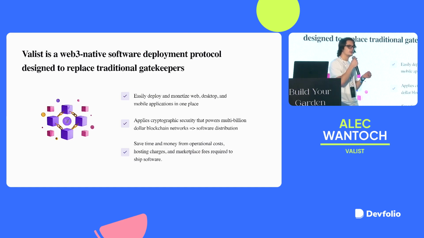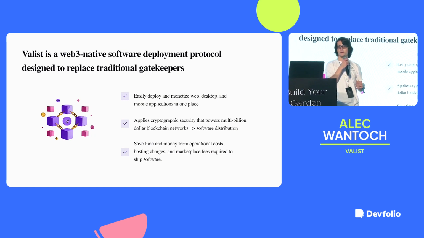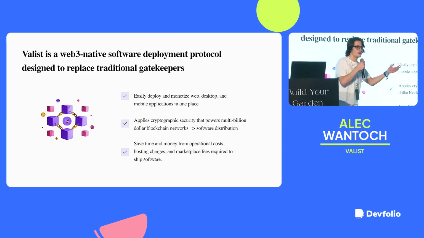Basically, what we're doing with Valist protocol is taking the same security that powers these multi-billion-dollar blockchain networks and applying that to the software distribution process. So we're getting the security from all these multi-billion-dollar networks right out of the box. And it lets us save a bunch of time and money configuring things, reducing operational costs, and avoiding these crazy marketplace fees, because now you can directly monetize things to your users instead of going through a company.